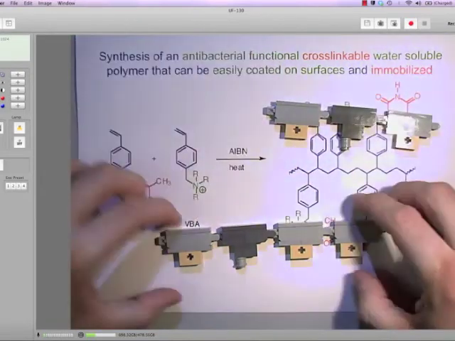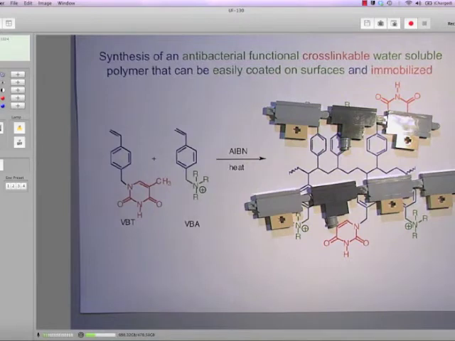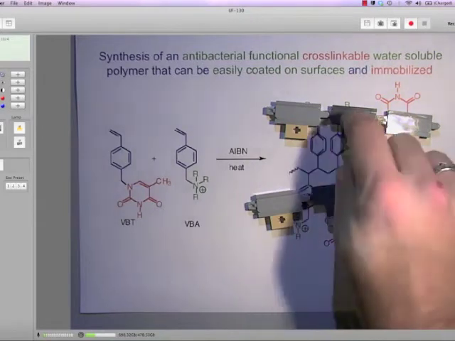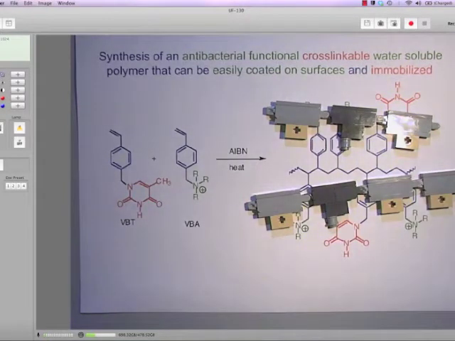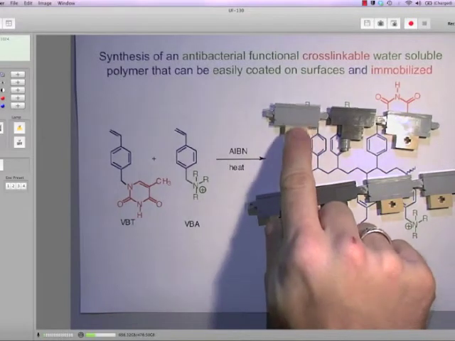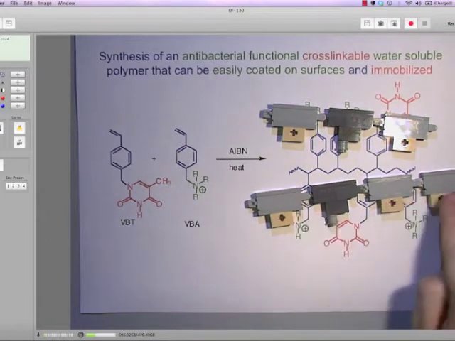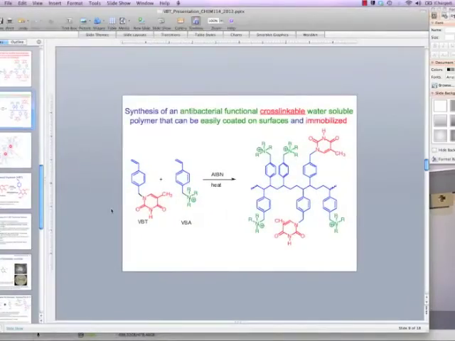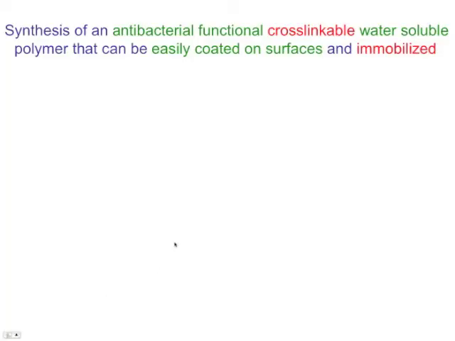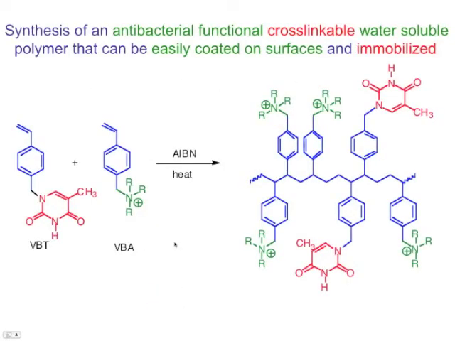But now we made two polymer strands out of those units, and these are both copolymers. You can see the ratio can differ between the VBA. This has two VBAs and one VBT. This has three VBAs and one VBT. So the goal of this semester will be to efficiently prepare and synthesize VBT so that we can do this copolymerization to make a polymer that is both antibacterial as well as cross-linkable.